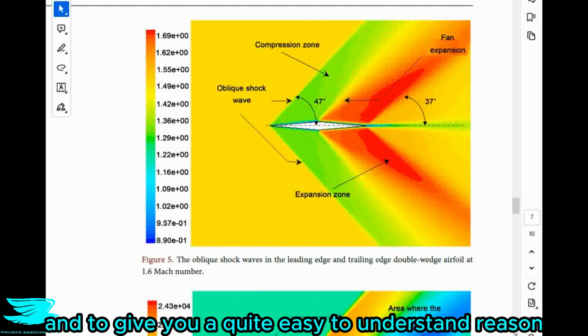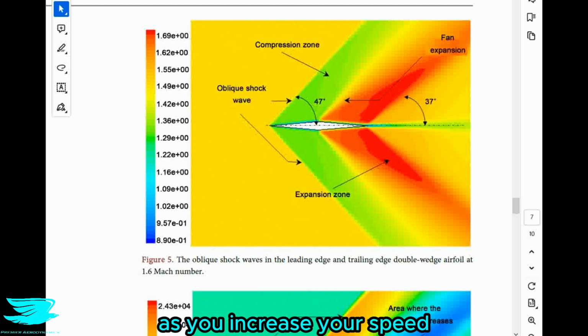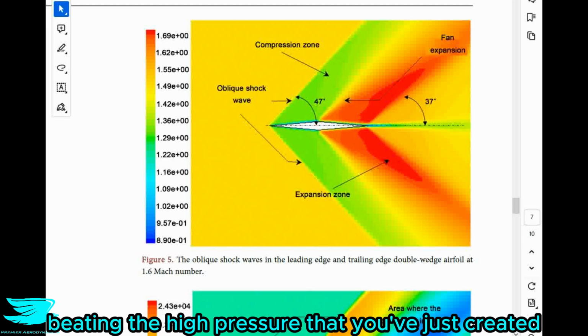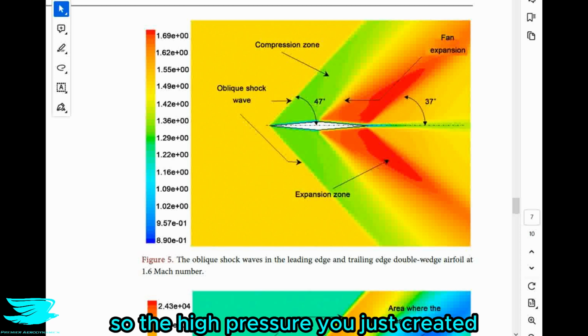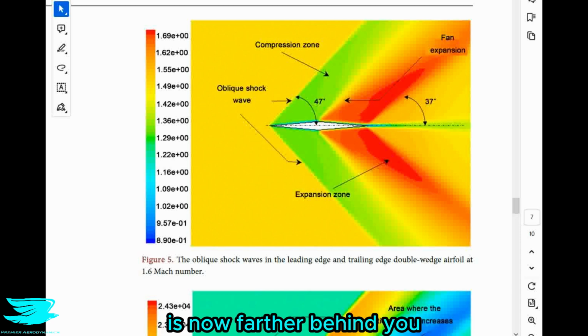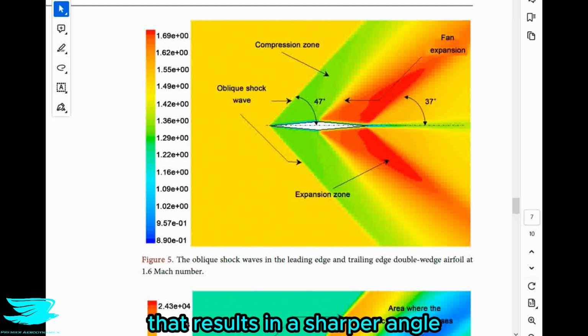To give you a quite easy to understand reason as to why the angle gets sharper and sharper as you increase your speed: when you travel faster, you're essentially beating the high pressure that you've just created. And the faster you go, the more you beat it. So the high pressure you just created is now farther behind you because of how fast you are traveling. That results in a sharper angle.